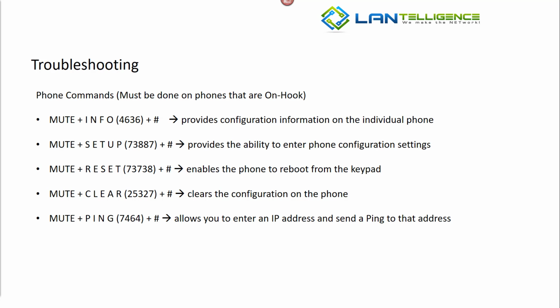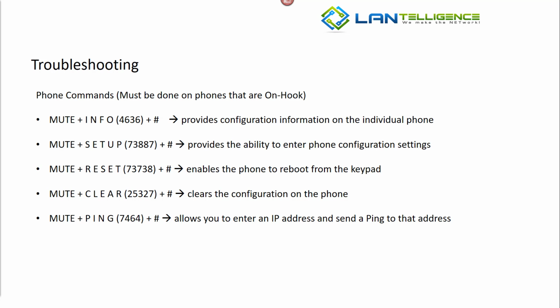Then I think one of the great ones here, if you're troubleshooting anything, is the mute ping, which is mute 7464 pound. And this allows you to, on the phone, put an IP address in and send it and see what the response is. Now, typically, on the 400 series phones, you can actually see some of the results. But on the old 200 series and 500 series phones, you basically see ping failed or ping succeeded.